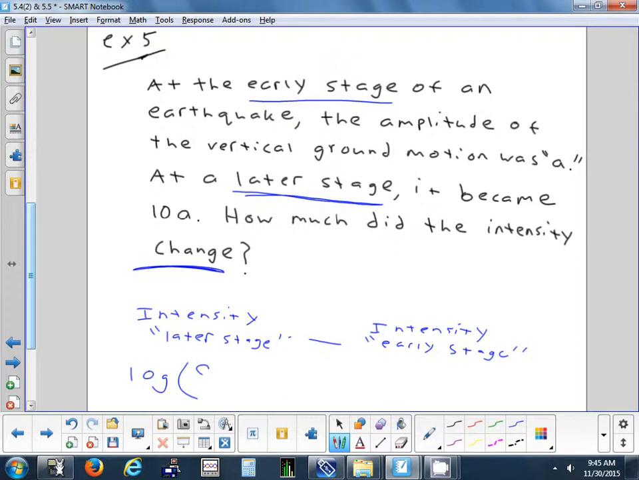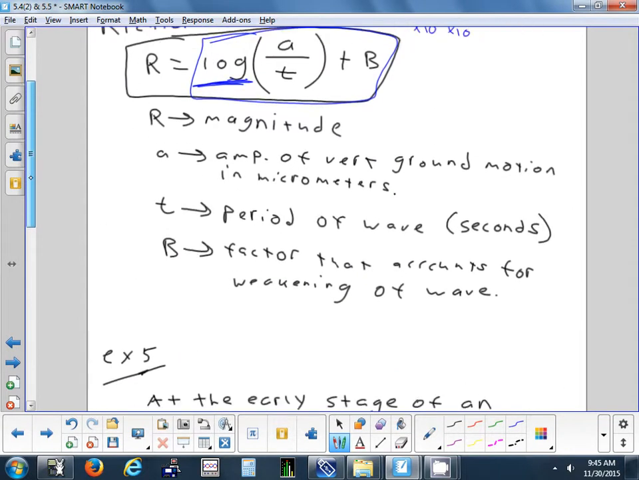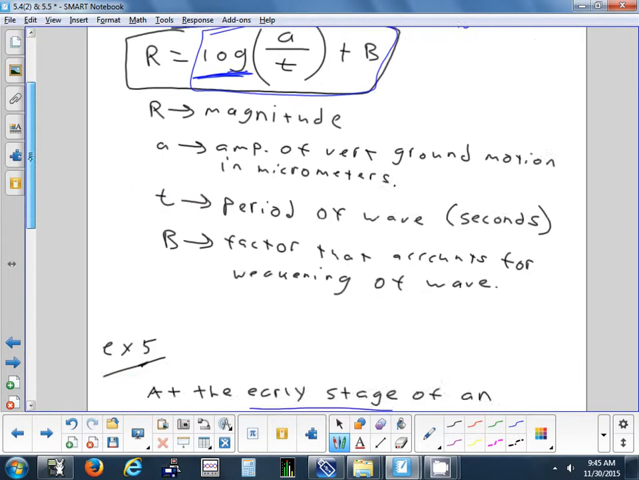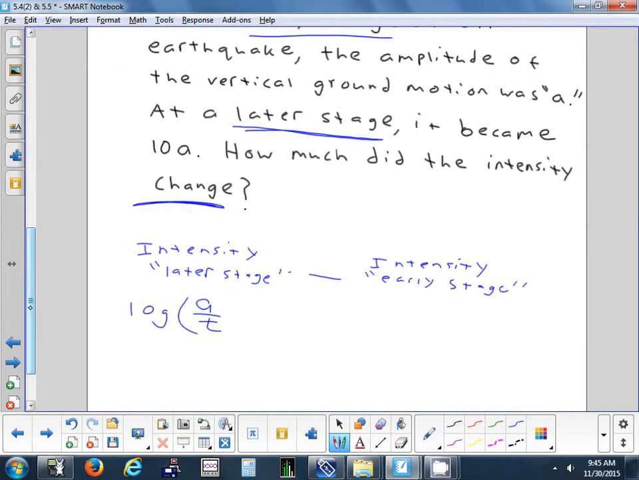Okay? And all the other stuff we don't know. So just leave it. Okay? Period, we'll just call it T. The factor that accounts for the weakening of the wave, we'll just call it B. There's only going to be one difference between what we put here and what we put here. Okay? One thing is going to change.